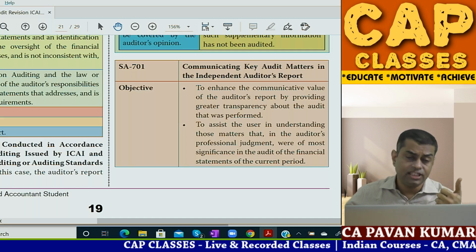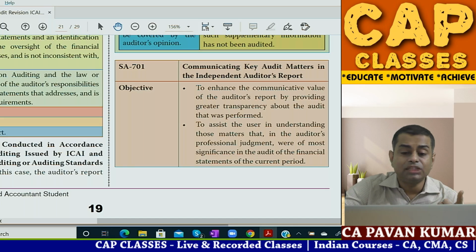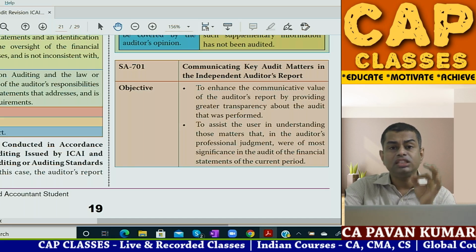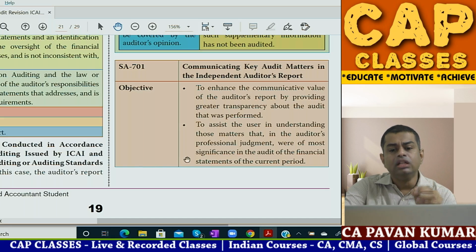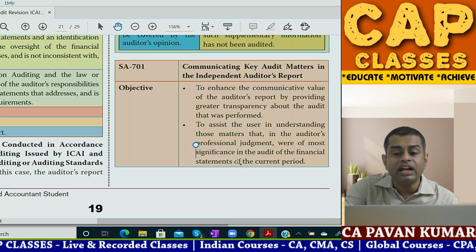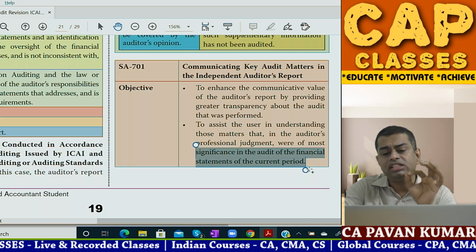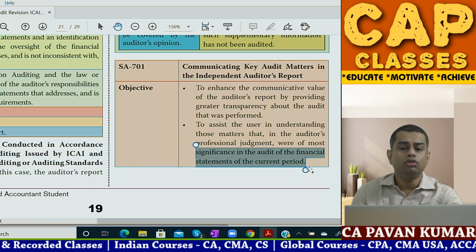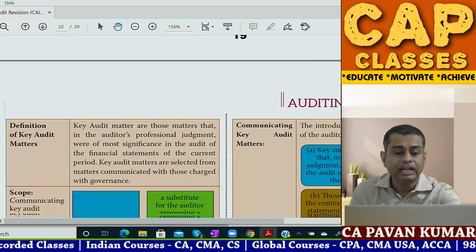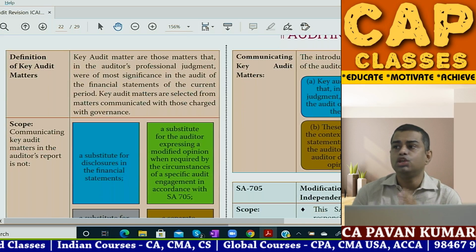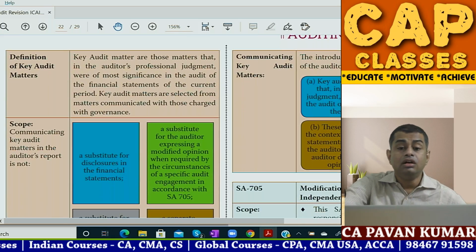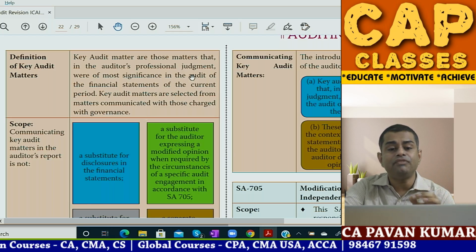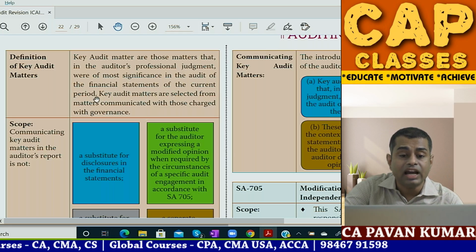Point number 1, transparency. Point number 2, the matters that in the auditor's professional judgment are the most significant in the current year's financial statements. That I want to bring to them. Then, the definition of KAM. They might ask you, what is the definition of KAM? Read this carefully. Those matters that, in the professional judgment of the auditor, were of most significance in the audit of financial statements of the current period.